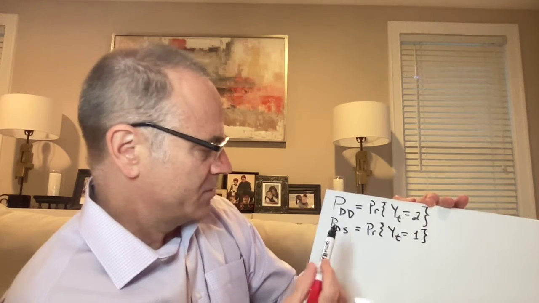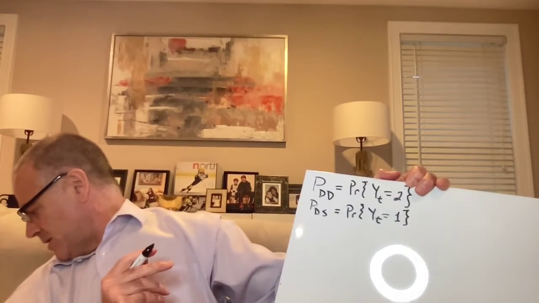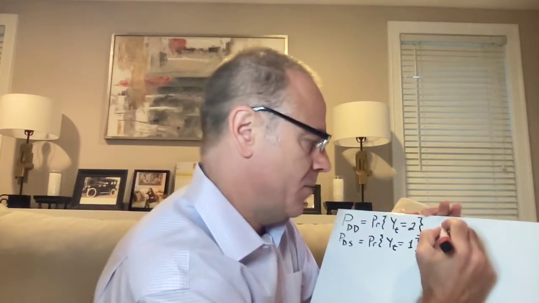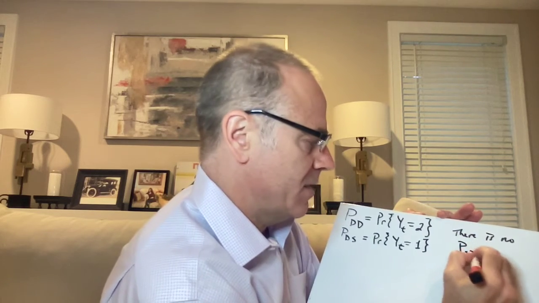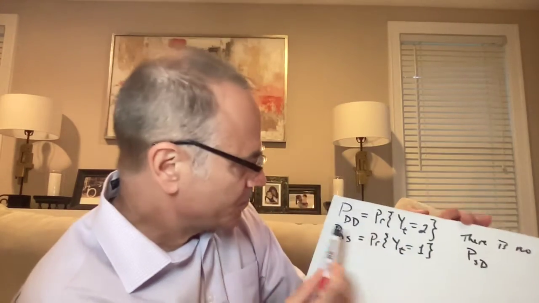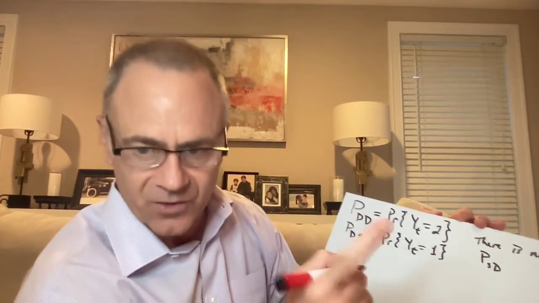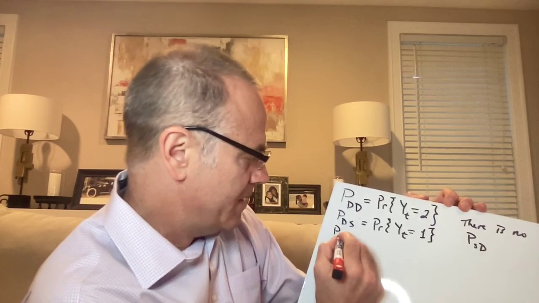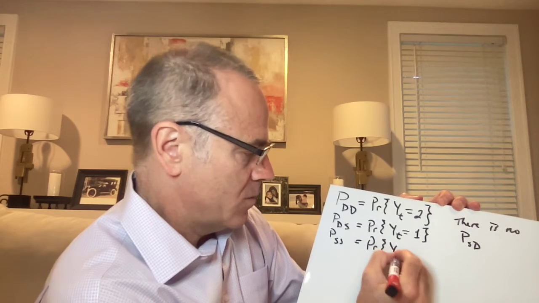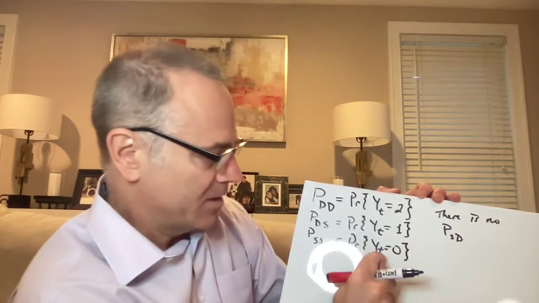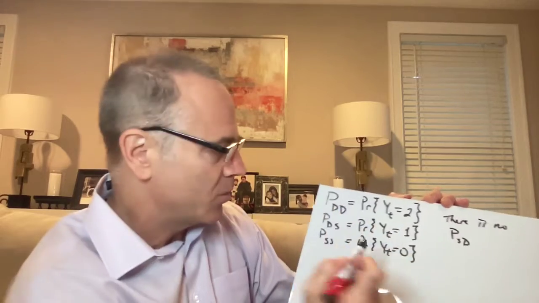I'm not even sure I did this right, but there is no PSD. They define PDS as the probability that only one of the two drivers was drunk, and PSS equals probability y sub t equals 0, the probability that the number of drunk drivers was 0. So PSS means both drivers were sober.